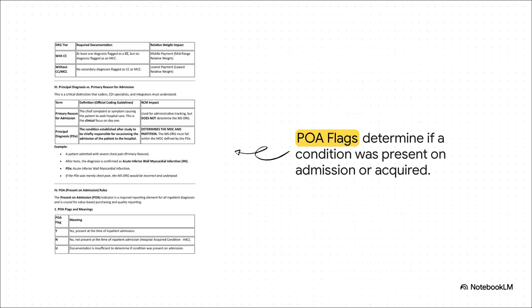But an N? That is dangerous. It means the condition was not present on admission, effectively flagging it as a hospital-acquired condition, or HAC. Say a patient falls out of bed and gets a concussion, or they get a catheter-associated UTI. That N means Medicare will very often just flat-out refuse to pay for the increased cost of care.